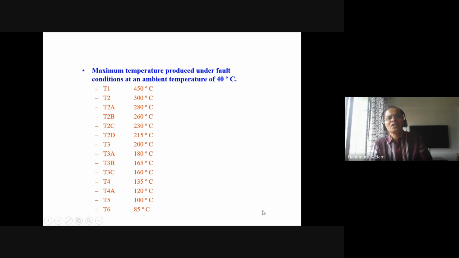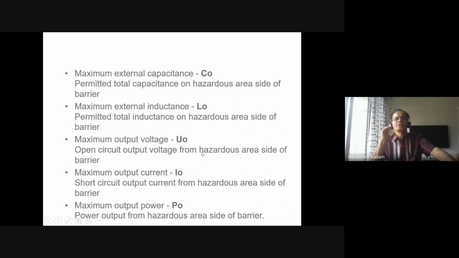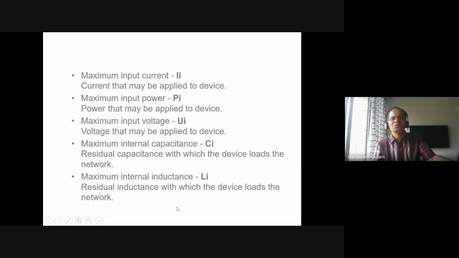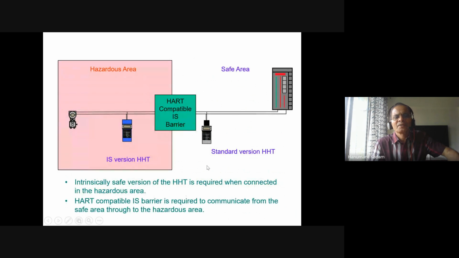I'm just telling you the maximum temperature produced under fault condition at an ambient temperature. I will skip this now because this is not part of this discussion. Our discussion is here, hazardous area and safe area. So the field is a hazardous area where, as I told, you require devices of that type, transmitter enclosure. Even here you can see the color of the communicators. This is a normal communicator, and this is a hazardous area communicator, so you cannot use the same one here.